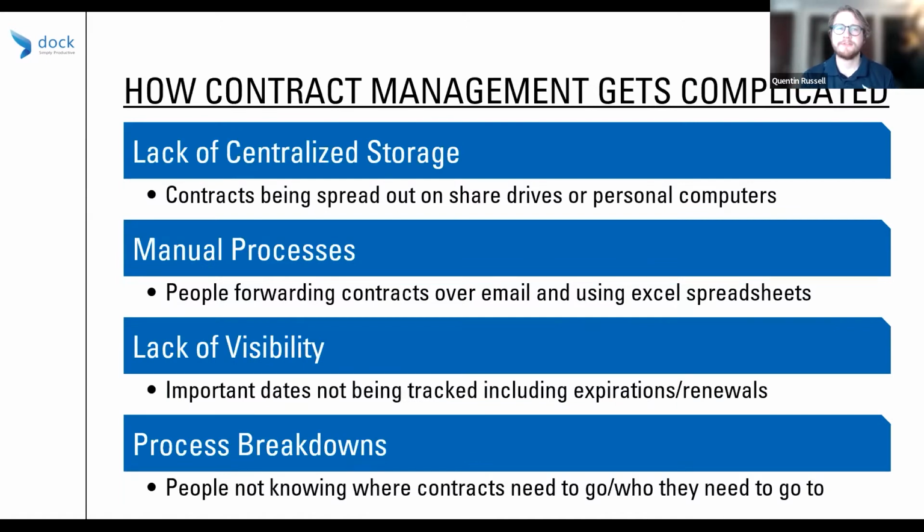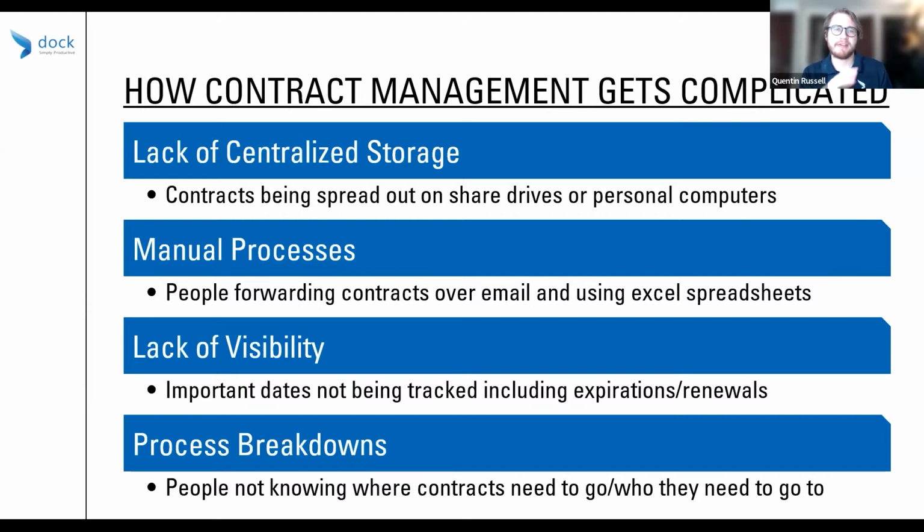So first of all, how contract management gets complicated. In our conversations with our clients, which we have, I think, over 200 at this point, one of the big things that we've noticed is that there are a couple of centralizing issues that tend to pop up a lot. We've taken those and identified the four biggest ones that seem to have the most impact on the organizations that we're working with.